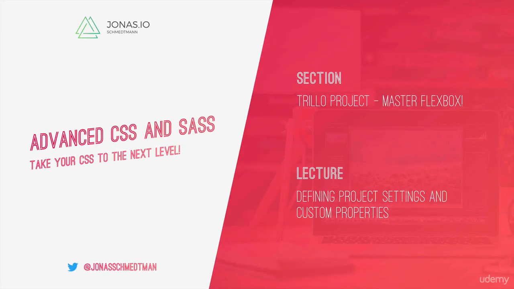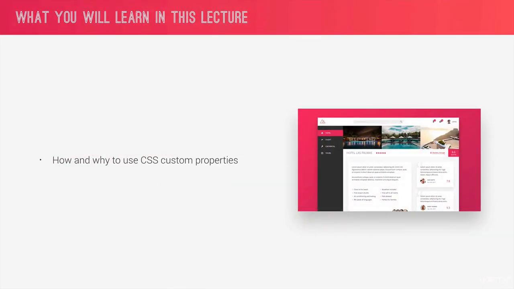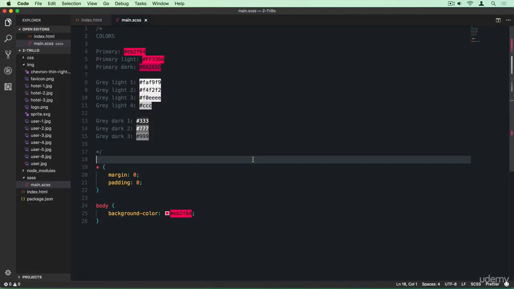Let's start our project by defining the basic project settings, just like we did in our previous project. And in order to do so, you will learn how and why to use custom properties in CSS instead of SASS variables. Now, before we start with the code itself, I want to first talk a bit about architecture here.